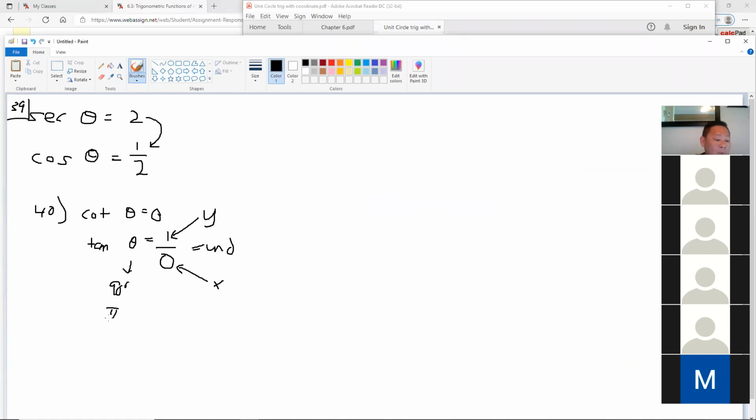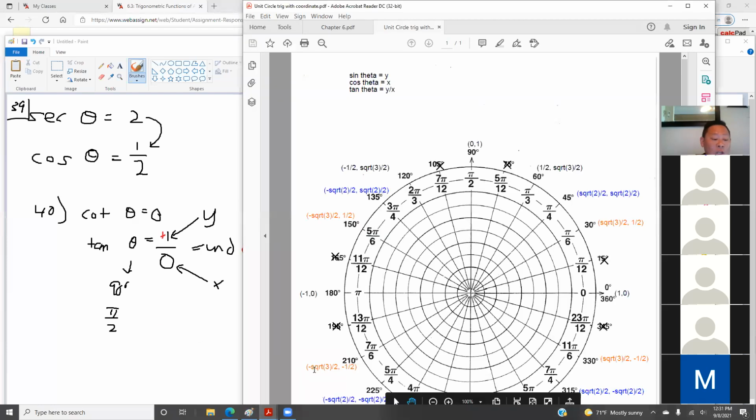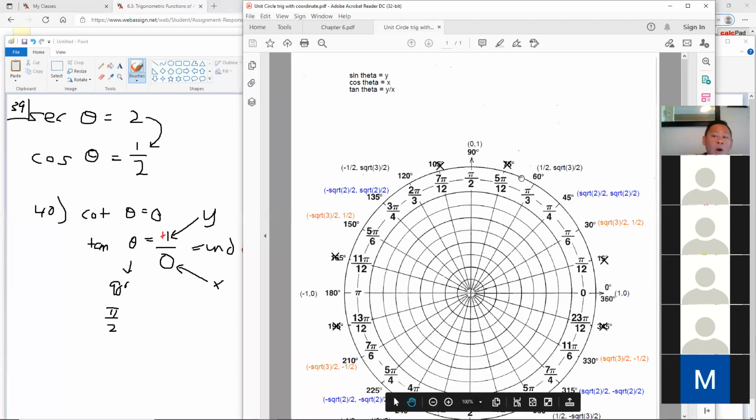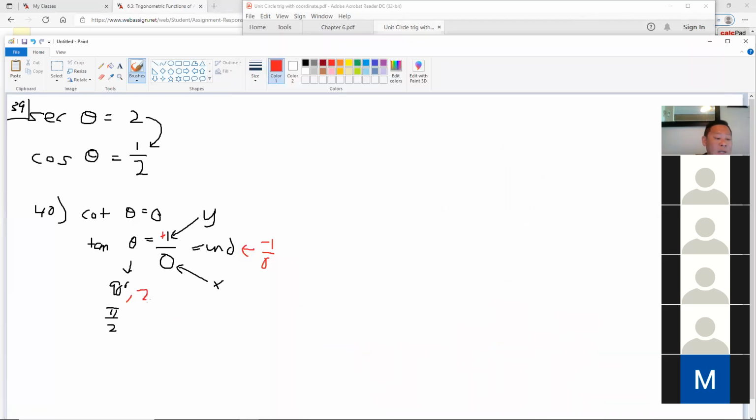So in this case, your answer will be 90 degrees or pi over 2. Now, do not forget that this one can be plus and this one can be negative, because you will still get undefined. As long as 0 is the denominator, your 1 can be plus or minus. So besides 90 degrees or pi over 2, what else will be undefined for tangent? 270. 270 or 3 pi over 2.